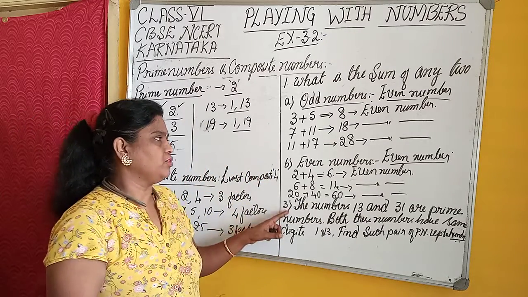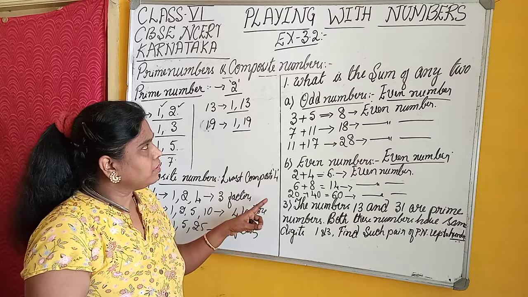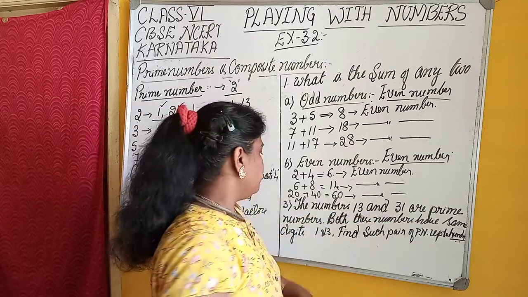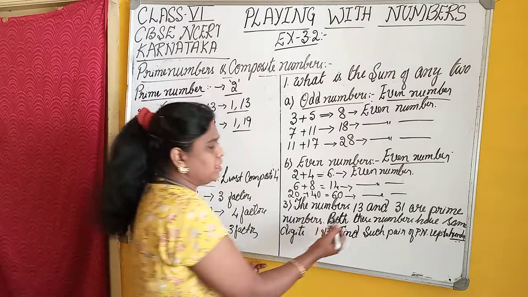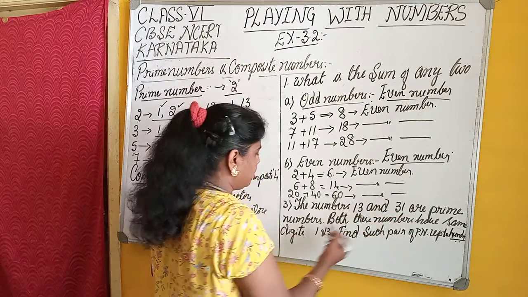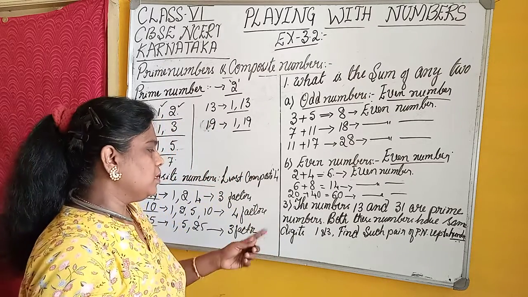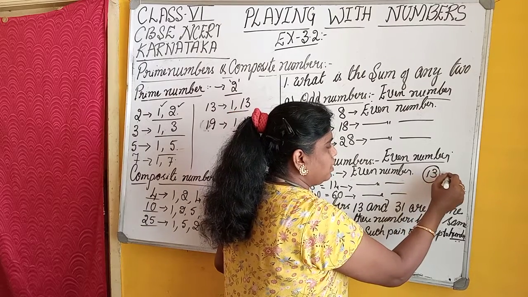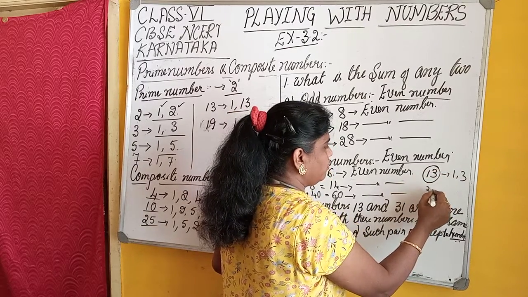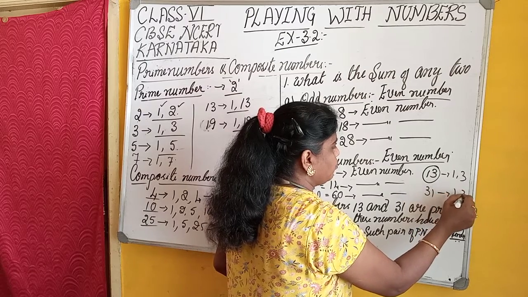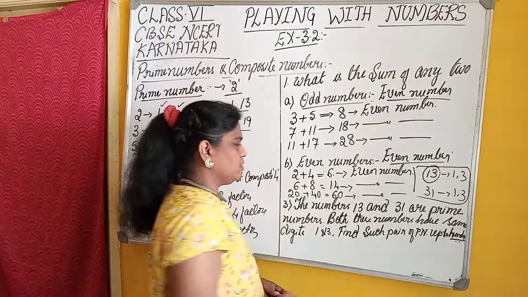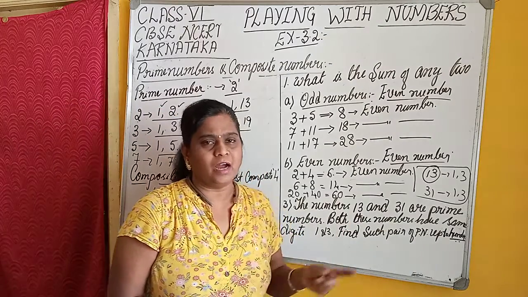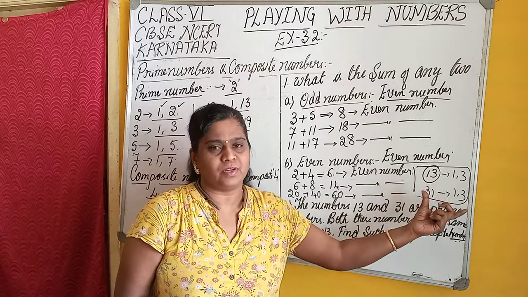Next, the third question. The second one is not done. Third one: the numbers 13 and 31 are prime numbers. We know that 13 and 31 are prime numbers. Both these numbers have the same digits. Understood? In 13, 1 and 3 are there, and also in 31, 1 and 3 are there. Both have the same digits. Find such pairs of prime numbers up to 100.